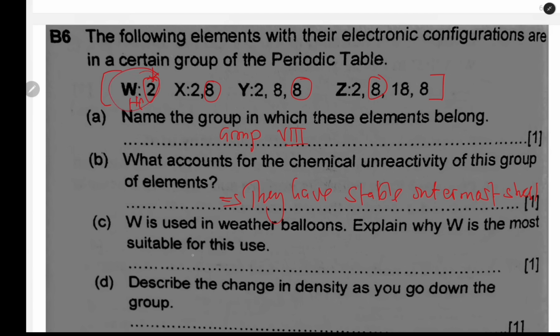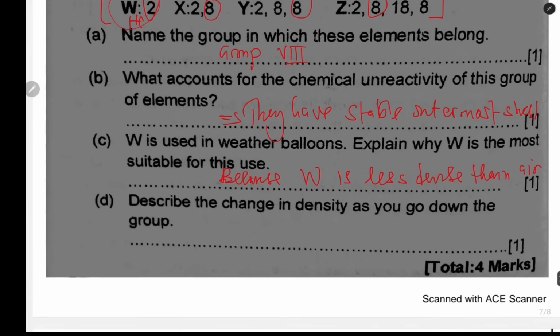So it is used in air balloons. And this is the reason why it is used in air balloons, because it's less dense than air, or you can say it's lighter than air.